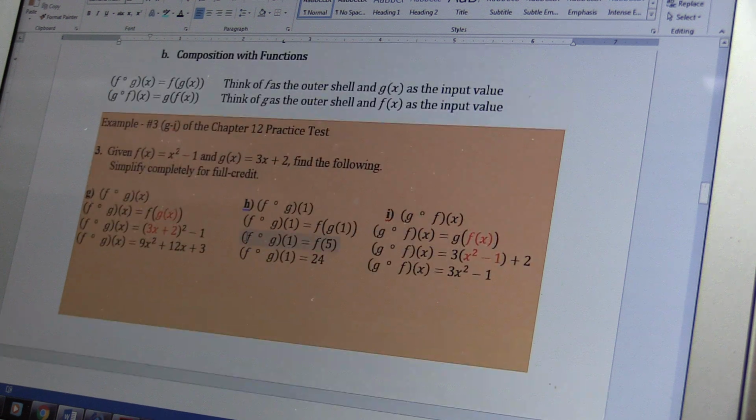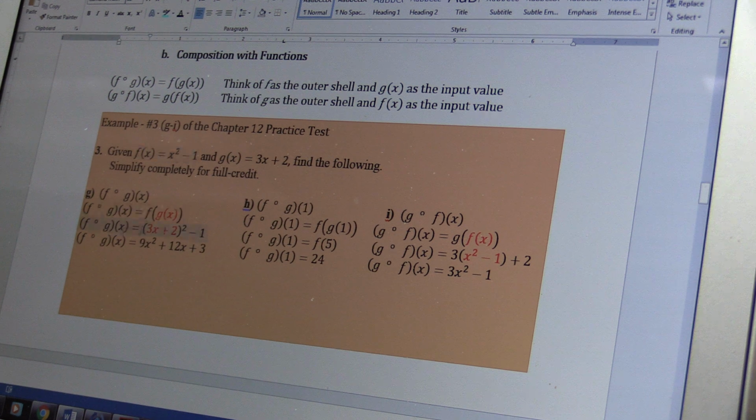But anyways, if I look at this example, this is example 3 of G through I in the chapter 12 practice test. If I give you two functions, f of x equals x squared minus 1 and g of x equals 3x plus 2, let's find the following, and we'll simplify these. So f comp g of x. F comp g of x really means f of g of x. So notice that I highlighted this in red. G of x is my input value, but f is my outer shell. So I look up to f, and I see that f of whatever equals whatever squared minus 1.